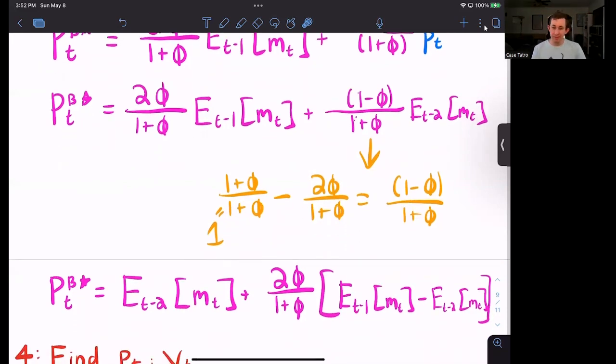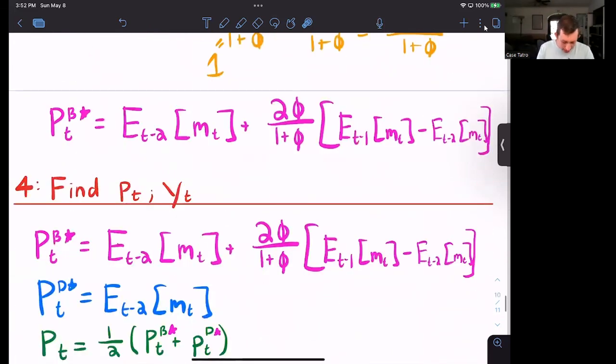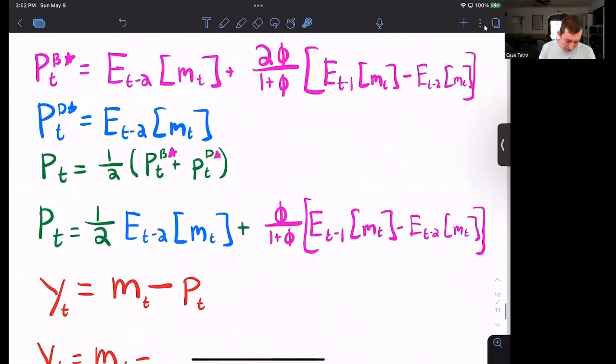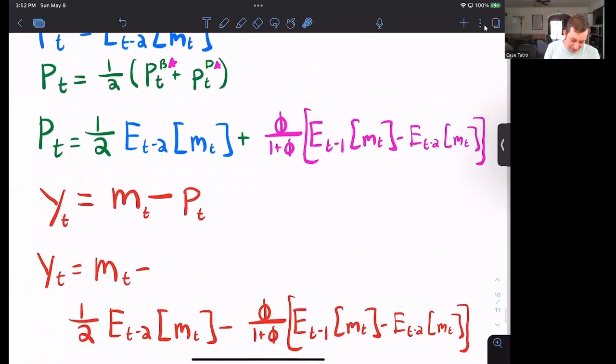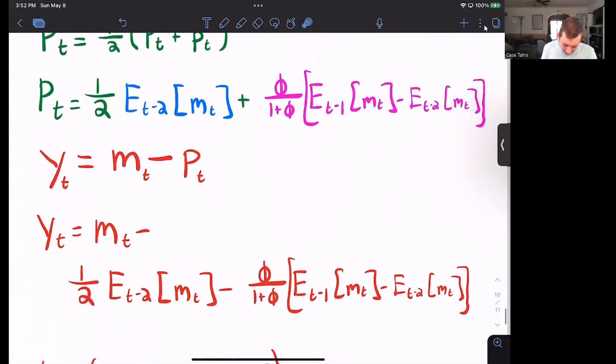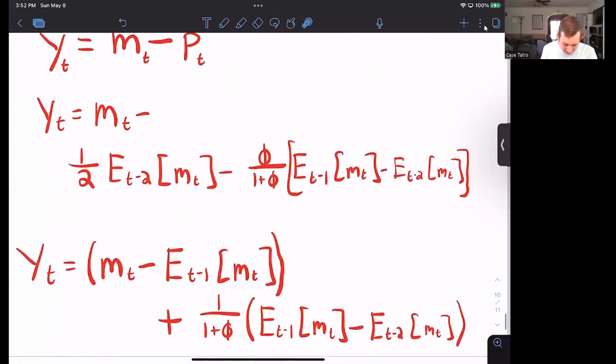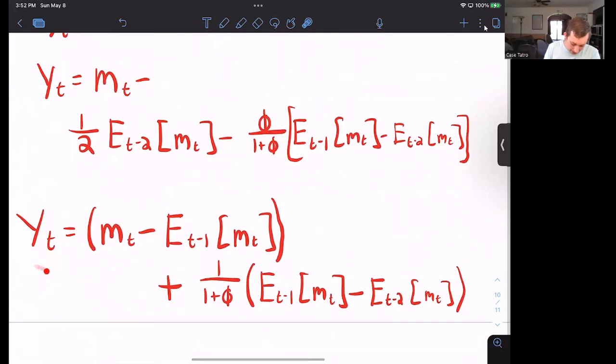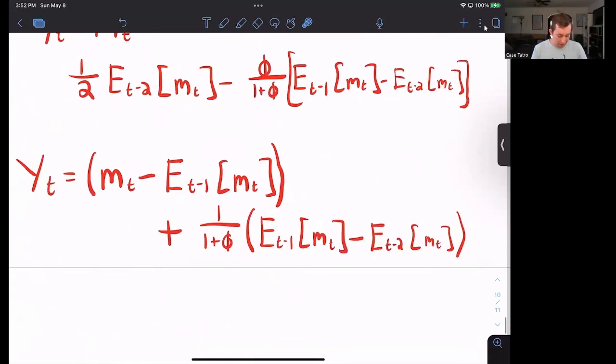I have the optimal price for Dave. I know that the price level overall is just the simple average of those two. I'm going to plug them in. And now I can see that the price level is just this large monster right here. Notice that the 1/2 canceled the 2 right here. That's why you have phi over 1 plus phi. I also know that y is M_t minus P_t, and this is the expression for P_t. I just can plug that in. I simplify it a little bit, and I get Y_t is this ridiculous thing here. And now we're done.